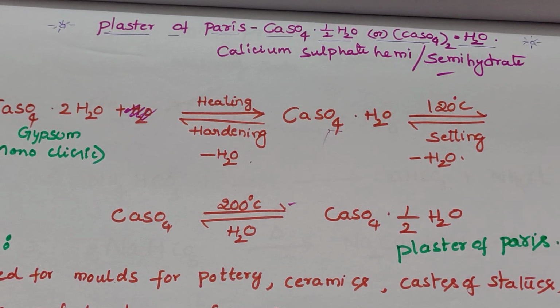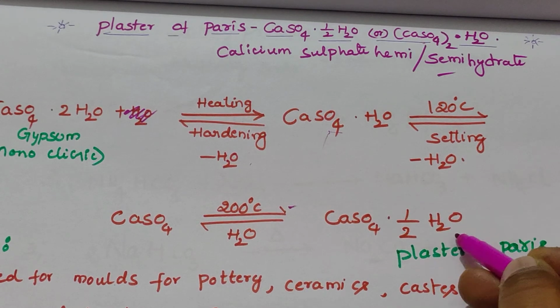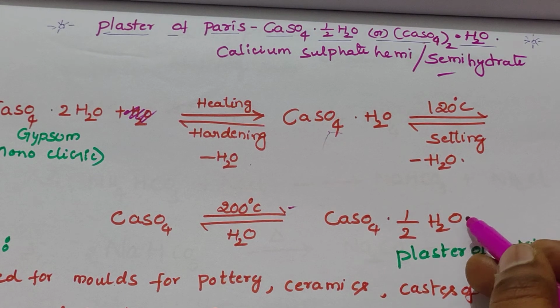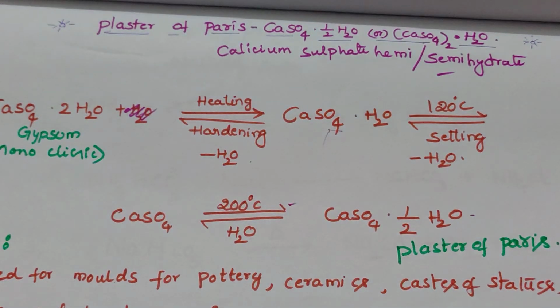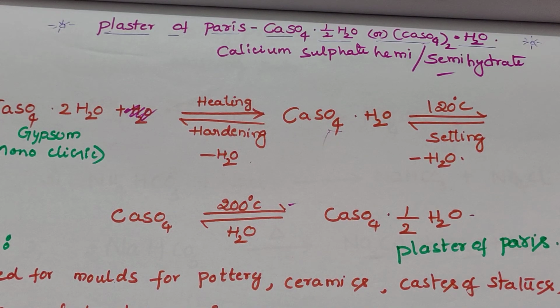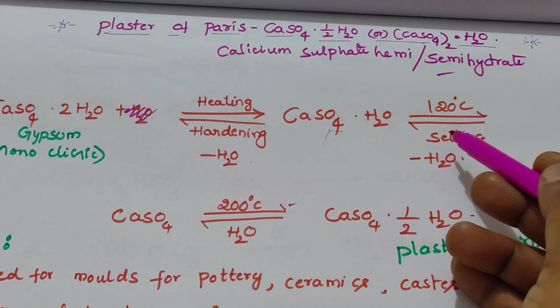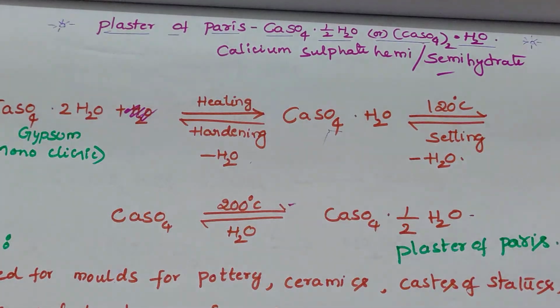The setting of plaster of Paris is believed to be due to rehydration and its reconversion into gypsum. For example, plaster of Paris reacts with water by rehydration. Rehydration means addition of water molecules to produce gypsum. That's why this equilibrium reaction is written like this.